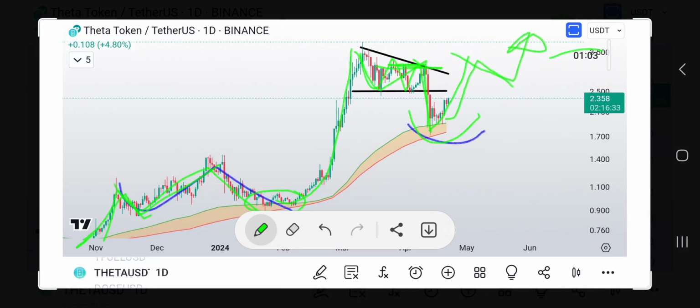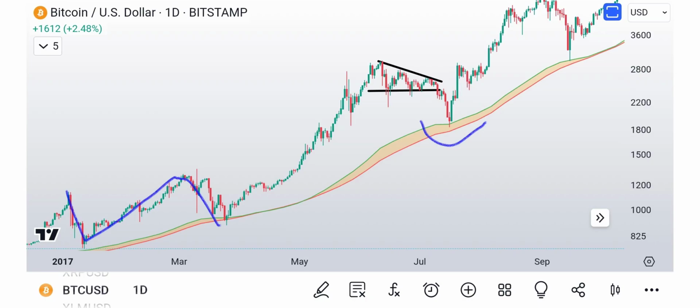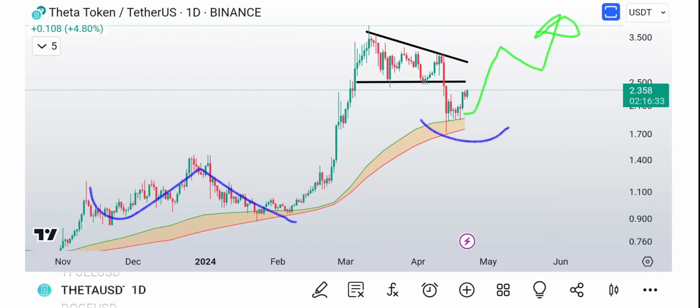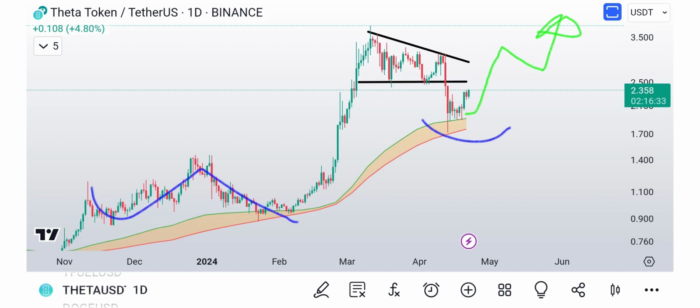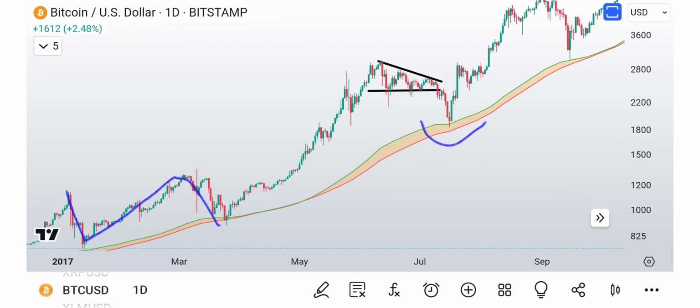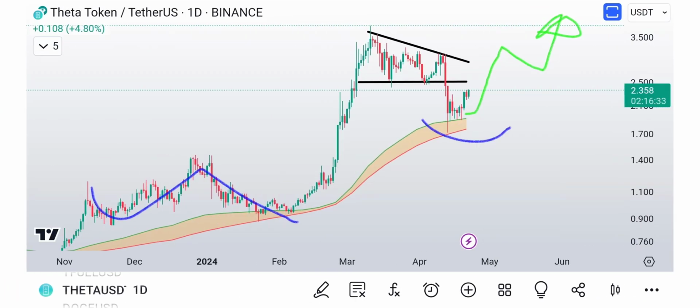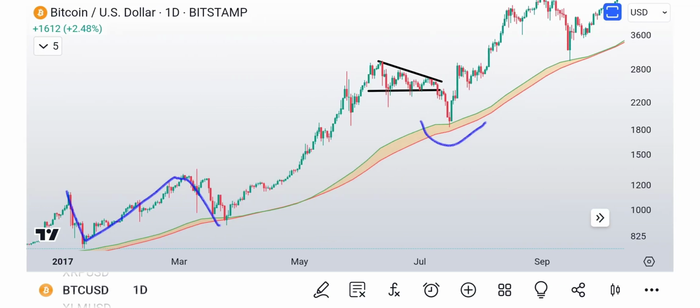So again, let me show you. So here's Bitcoin right here. Here's Theta. Look at that, guys. I mean, come on. Look at that. Here's Bitcoin. Here's Theta. You have the running flat. You have the big move to the upside. You have the descending triangle. You have the breakdown. You have both points at the bull market support band. I mean, come on, right?